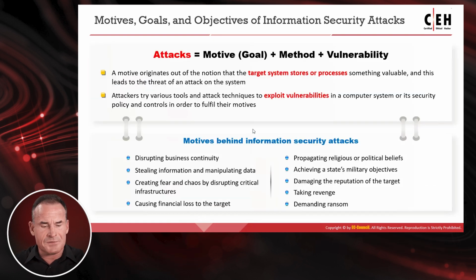All right, motives, goals, and objectives of information security attacks. As we go through the course, we're going to see that there's a vulnerability, there's an exploit, and then there's a motivating factor. So attacks are typically comprised of a motive or goal, whatever the attacker's purpose is or what they stand to gain from the attack, a method, which is a defined way to breach the security that's typically exposed through a vulnerability. So we will discuss that in detail in later modules.